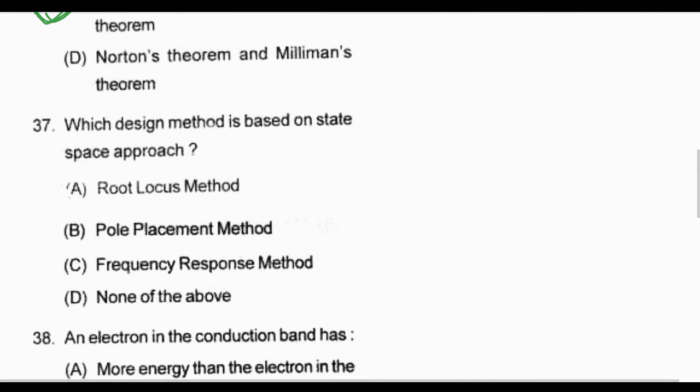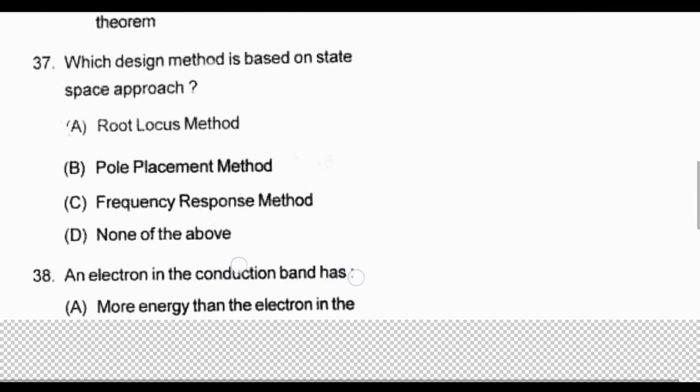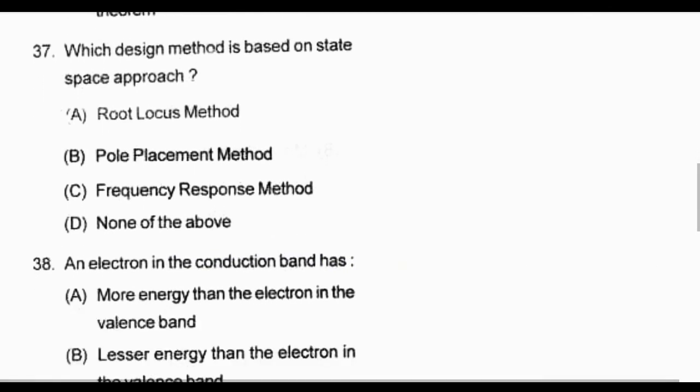Next is, which design method is based on the state space approach? Root locus method? Never. Option C, frequency method? Never. This is also not depending upon the state space approach. And the last one is the pole placement method. Pole placement method is the method which is related to the state space approach.